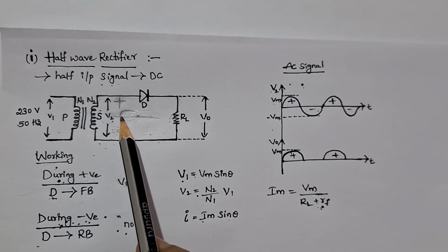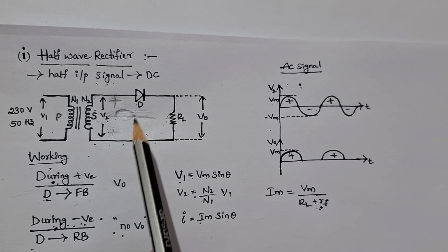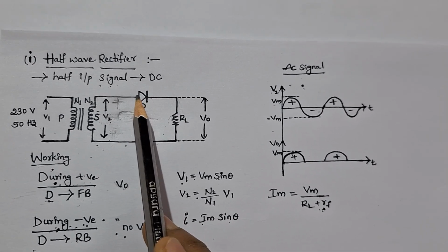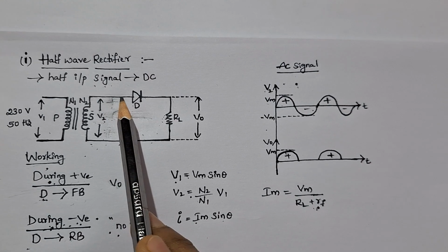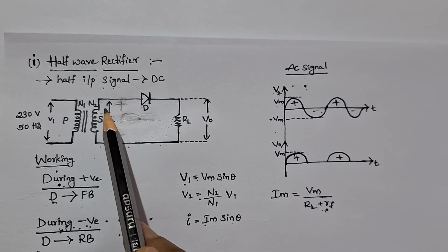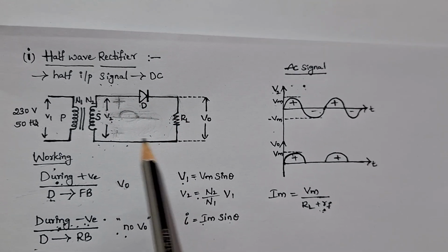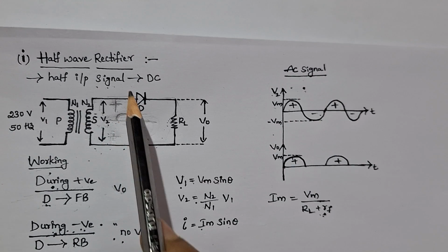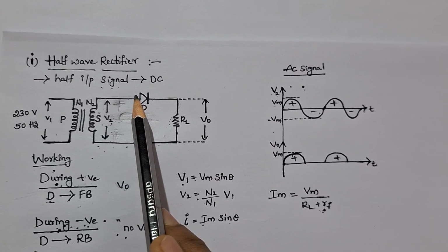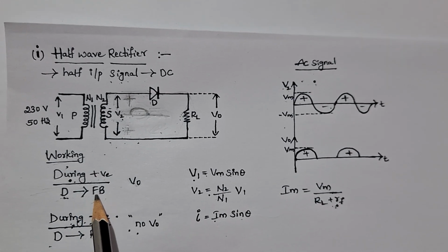Due to this polarity, diode D will be forward biased, because you can see the anode is connected to the positive and the cathode is connected to the negative polarity. That's why diode D will be forward biased.